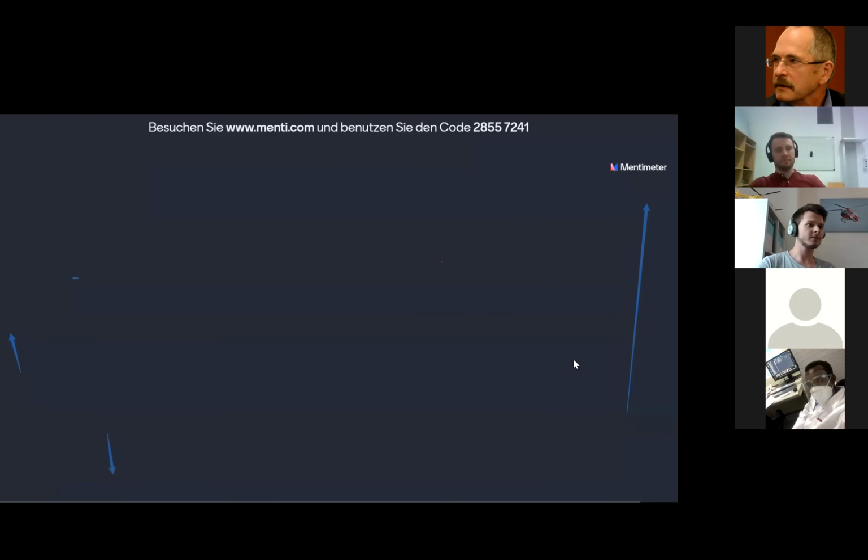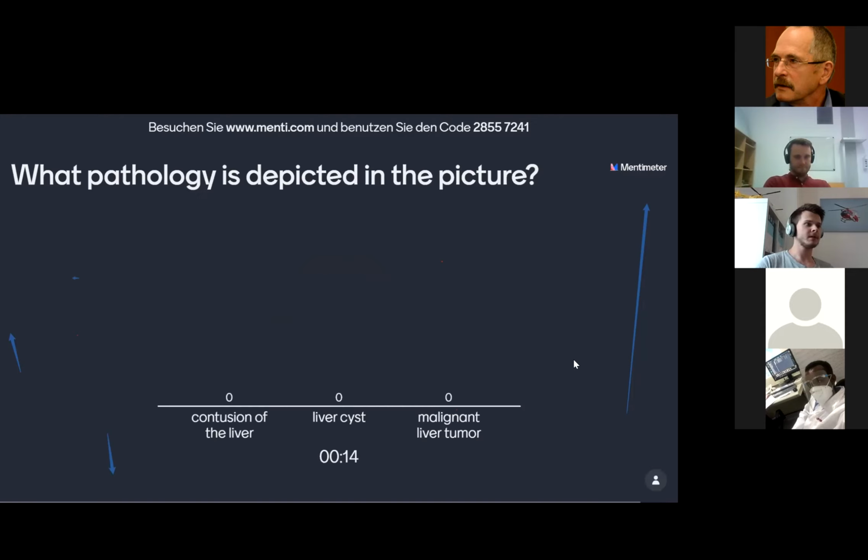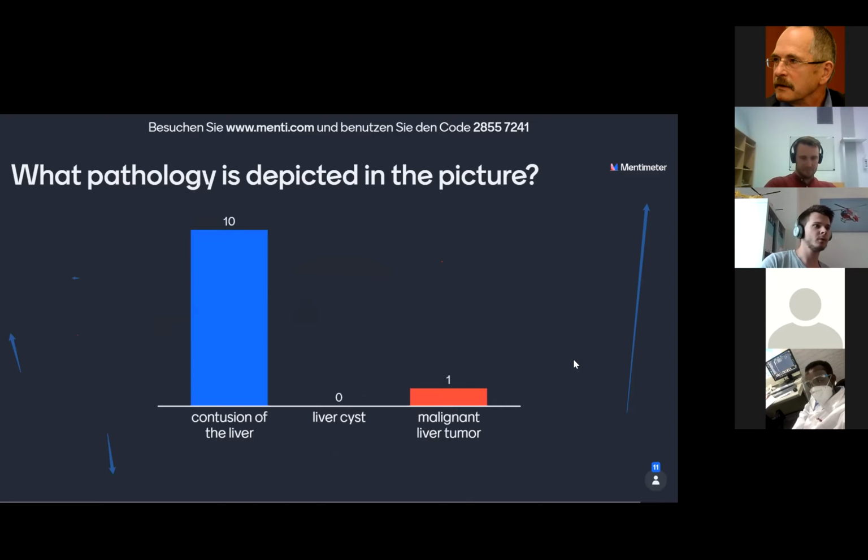So here's also the question, and also the last question. What pathology is depicted in this picture? What is it? Is it a contusion of the liver? Is it also a liver cyst? Or is this a malignant liver tumor nobody has seen before because he hadn't any ultrasound loop before because of his age? What do you think?